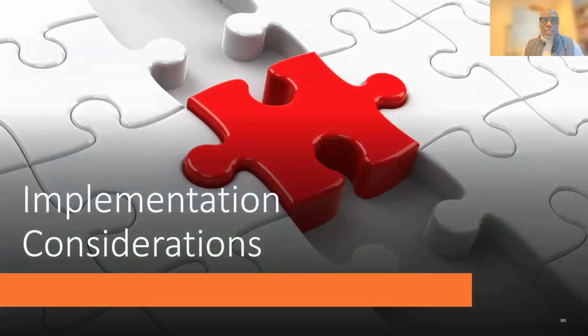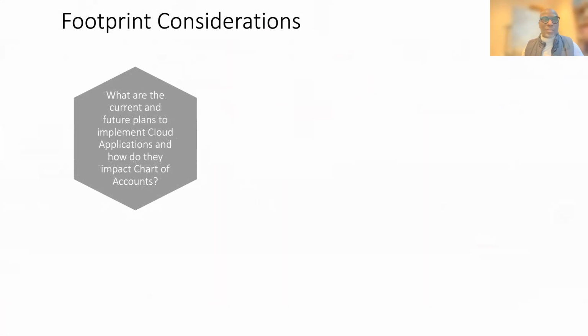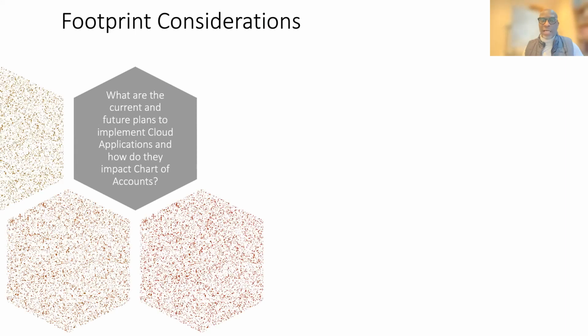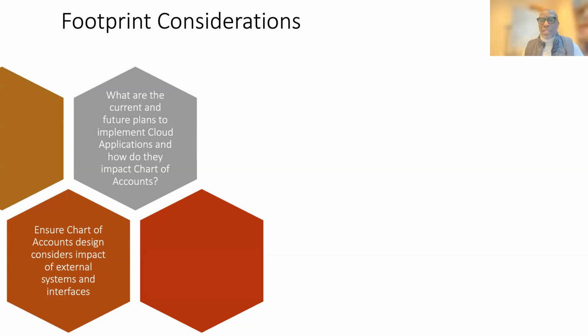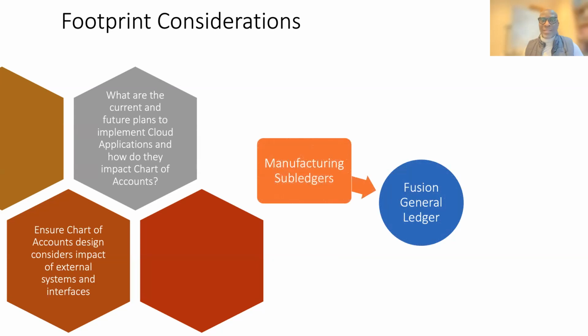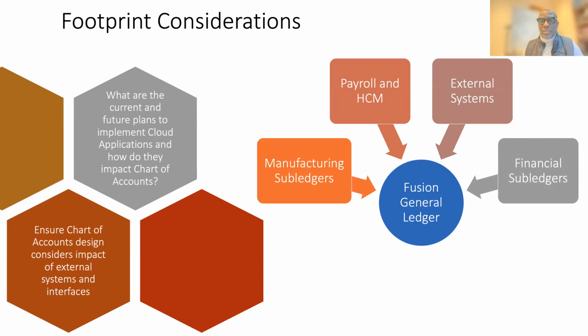So key implementation considerations, you need to think about what are the current and future plans within the company. Are they thinking of implementing other modules, and how would that impact your chart of accounts? And then you need to look at the chart of accounts design and the impact on external systems and interfaces. So always think about the other modules that are around GL: manufacturing, payroll, external systems, and also the finance subledgers. Again, those are the key things.